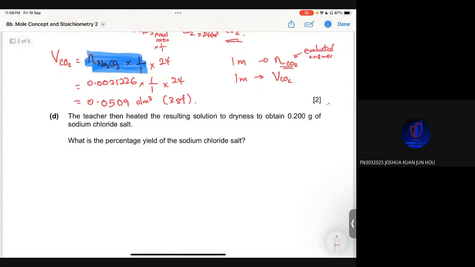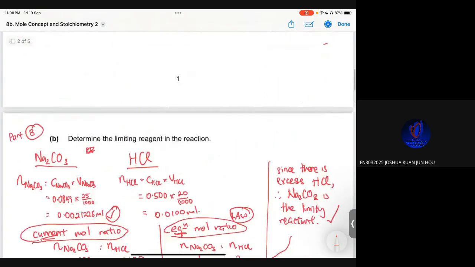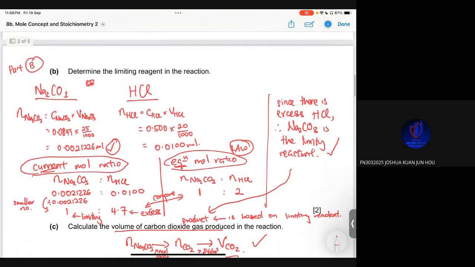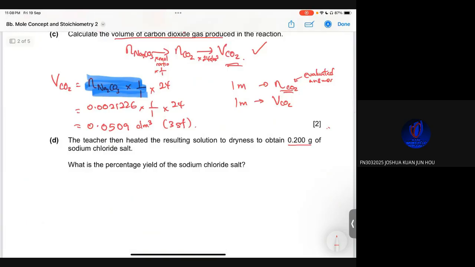Now, they say the teacher then heated the resulting solution to dryness to obtain 0.200 grams of sodium chloride. Then you ask, hey, where is sodium chloride? Oh, sodium chloride is here. So they say they got the mass of sodium chloride obtained is here. Then what's the issue here?